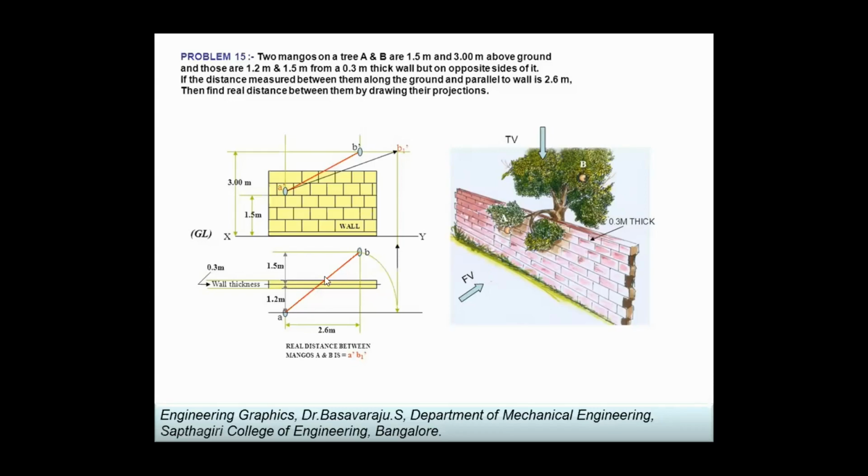So AB is inclined like this, and AB is rotated towards the horizontal plane and projected towards the point where it is rotated, B1. This distance A dash B1 dash will give you the exact distance between the two mangoes A and B. Actual distance, exact distance, that is what this problem says. It's just a simple example and simple conditions.